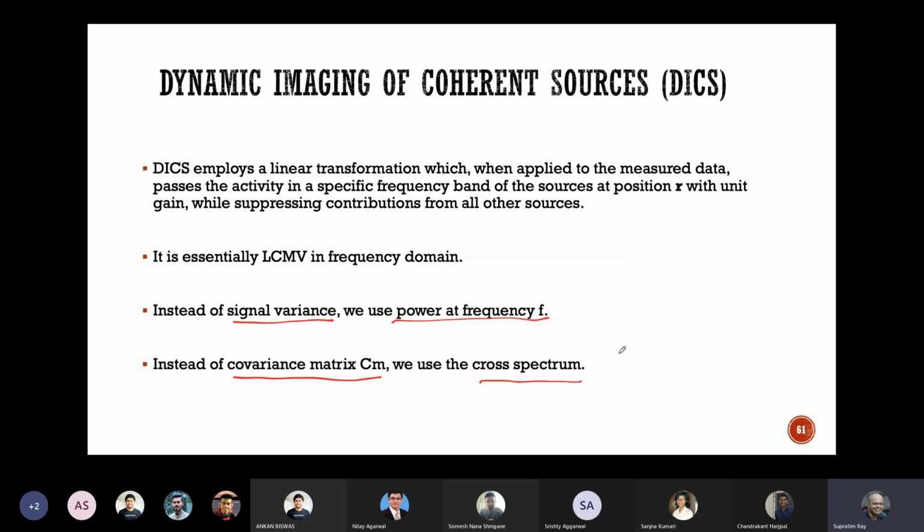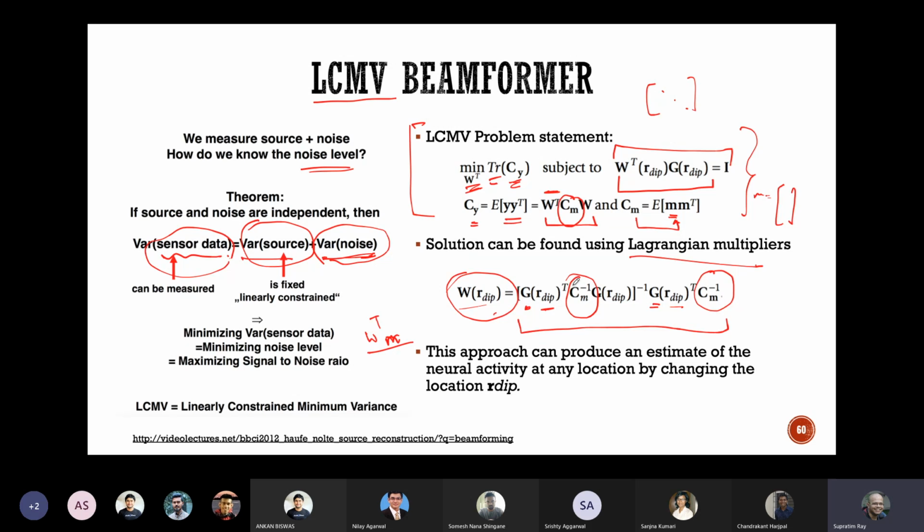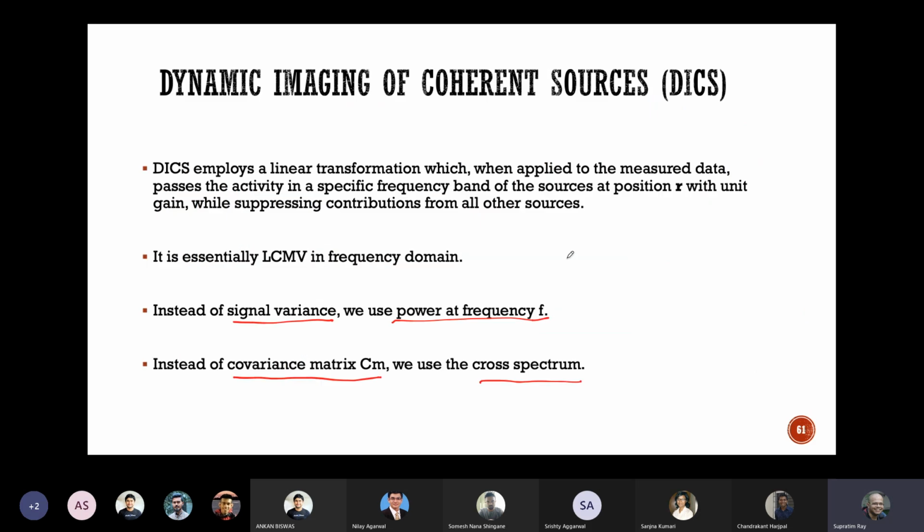So here, if you replace the Cm, instead of here, it's a function of time, right? All of these are functions of time, but the exact equivalent representation in the frequency domain is just the cross spectrum, the product of the spectra, whereby now you have the power along the diagonals, and these would be your cross spectrum entries. So you could actually solve this whole thing in the frequency domain, and that is what is called DICS, dynamic imaging of coherent sources.